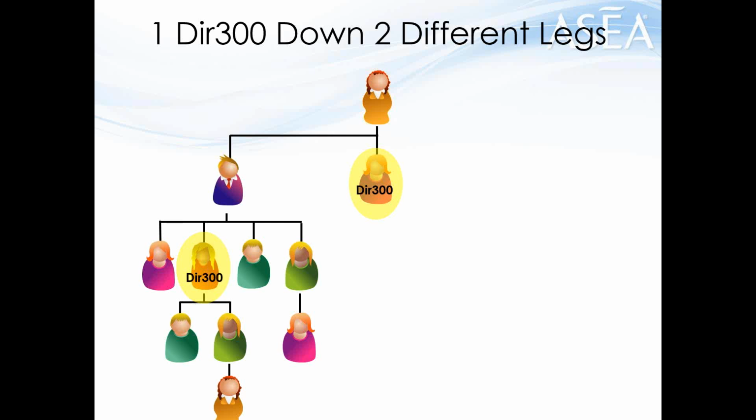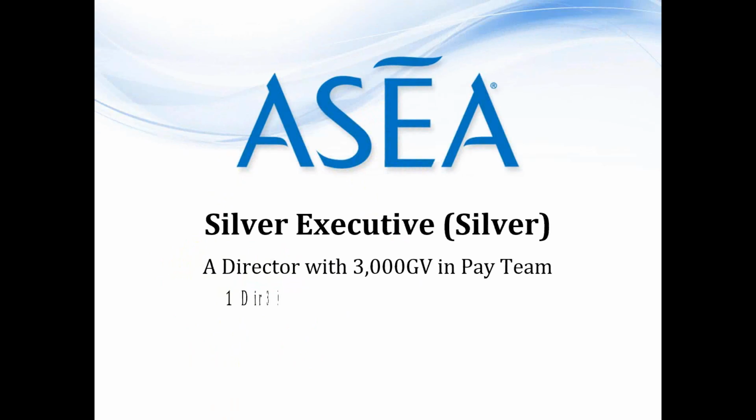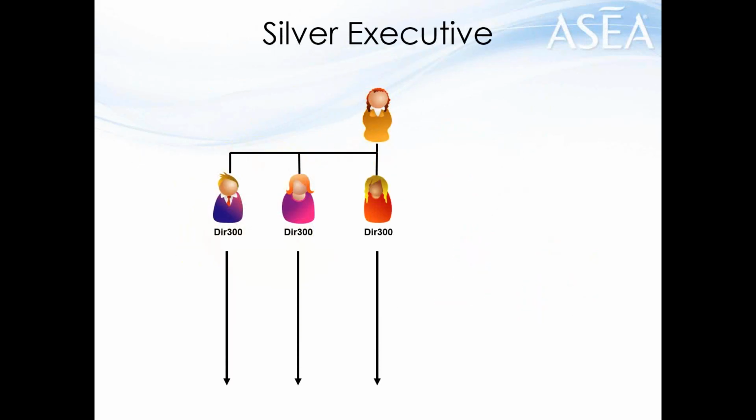Okay, a leader leads teams, and so by being able to help two people create teams, we know that this person is a leader. Did it more than once, okay? They didn't just get lucky, right? Now, Silver Executive is a Director with 3,000 group volume in the pay team and three Director 300 legs. So just more of the same. 3,000 in the pay team. You add that third Director 300 leg. Congratulations, you'd now be a Silver.